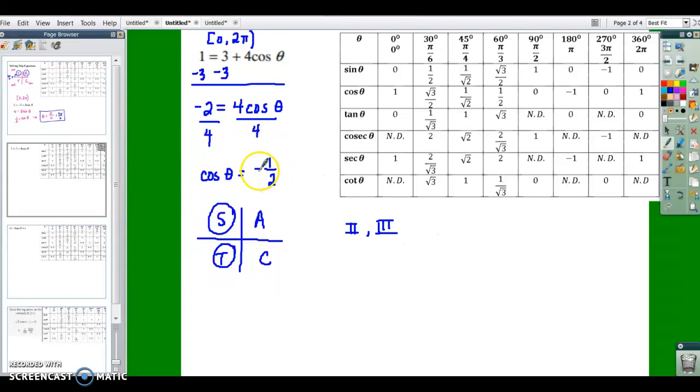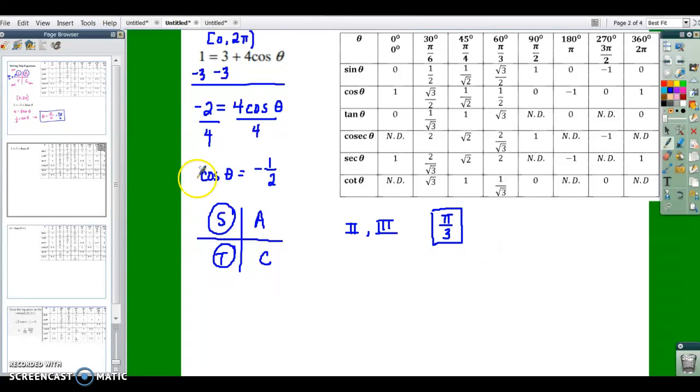So I've taken care of the negative already because I'm figuring out which quadrants I'm in. So that takes care of the negative. Now let's focus on the 1/2. If I go to my table, cosine and 1/2 is right here. That means it's pi over 3, right? So I'm dealing with pi over 3 or some version of pi over 3.